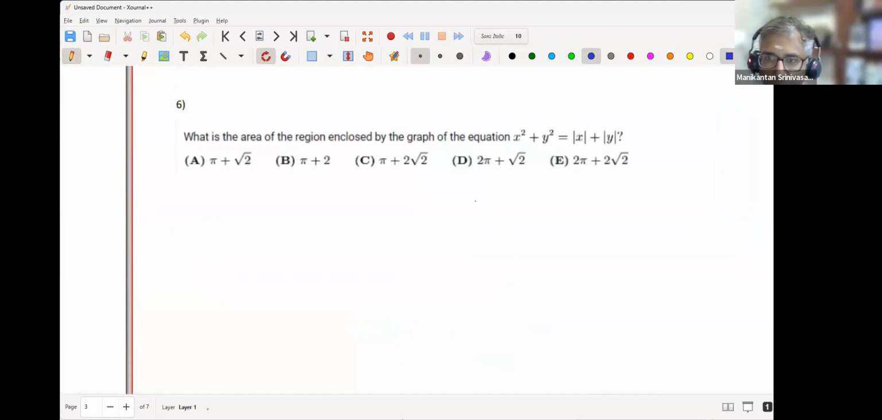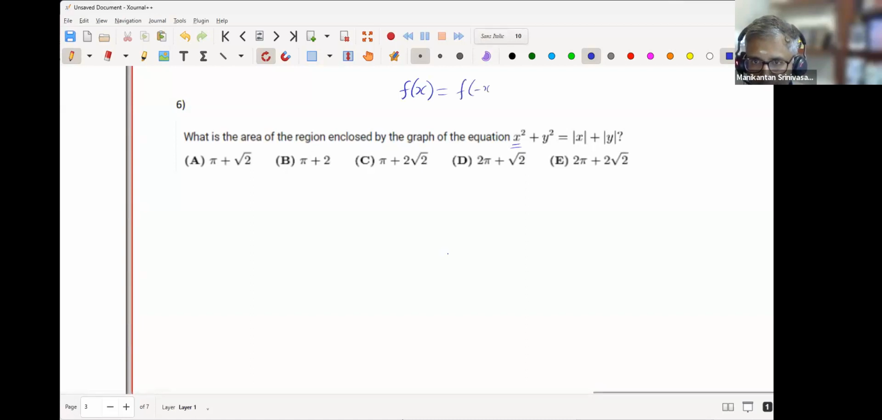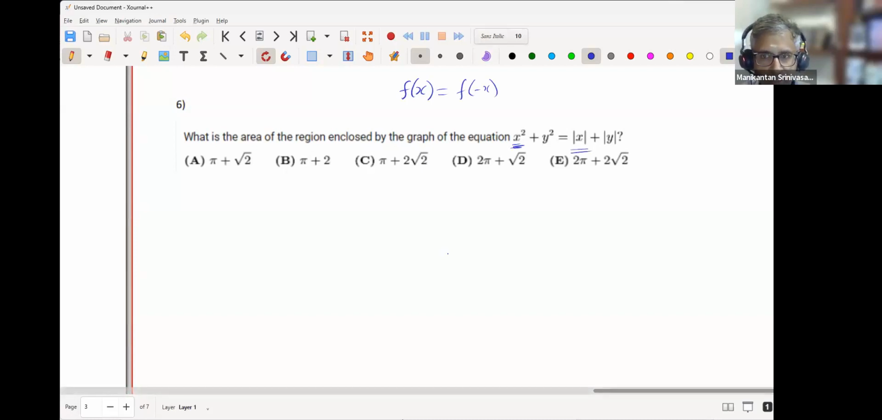One very quick observation is visualizing the graph. Thanks for kicking it off. That's extremely important. Visualizing the graph is extremely important. Now, you can see that the graph, the left-hand side and the right-hand side are symmetric with respect to x and y. So if I have f of x, it's same as f of minus x. Why? Because anyway here it's x square, so whether it's positive or negative does not matter. And anyway here it's mod x. Positive or negative does not matter, right? And similarly with y also.